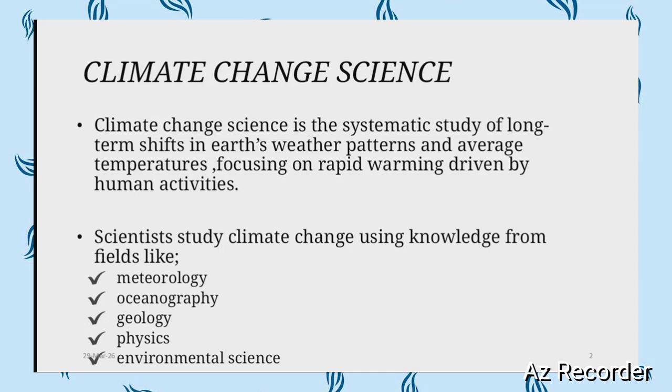Looking at climate change science. Climate change is a science that involves the systematic study of long-term shifts in Earth's weather patterns and average temperatures, focusing on rapid warming driven by human activities. So here we see there is a study of the long-term shifting of the Earth's weather patterns and average temperatures, focusing on rapid warming driven by human activities.